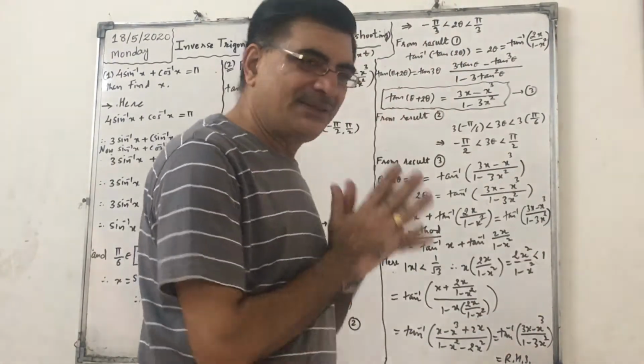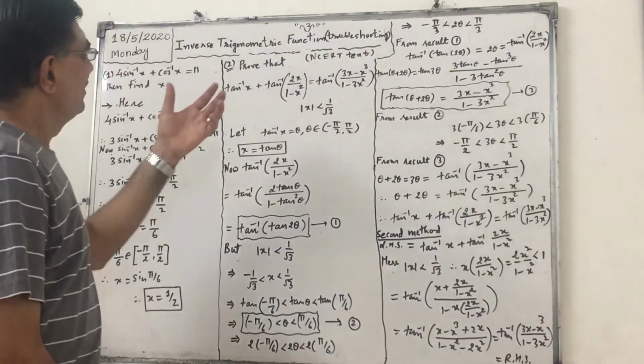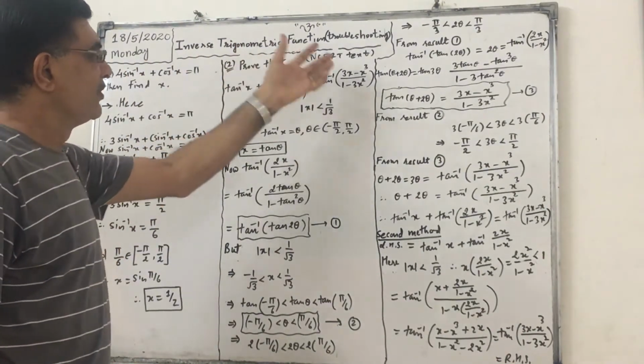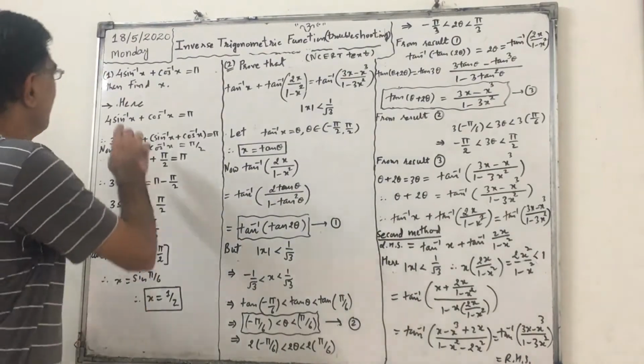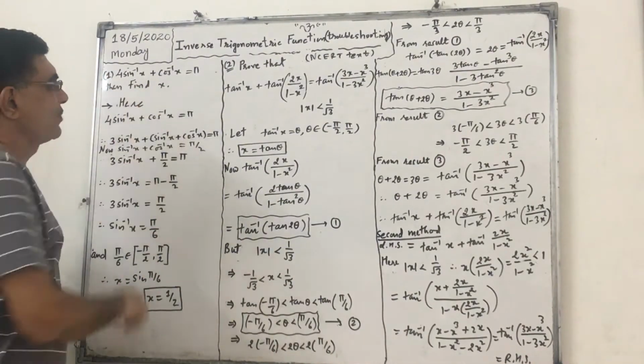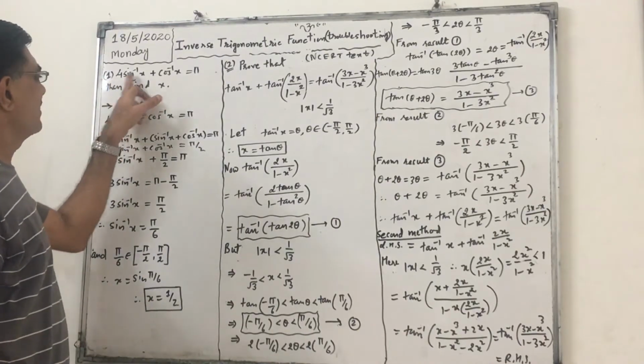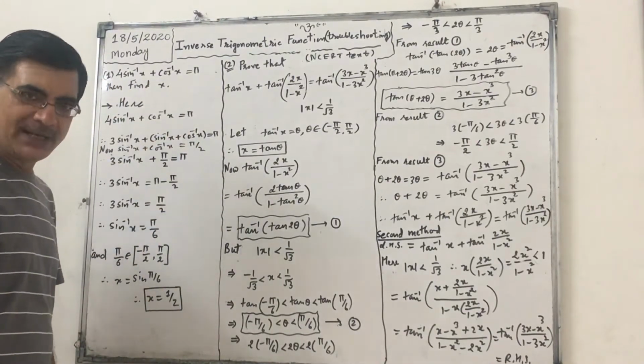Prayers to Ma Sharda. We are discussing inverse trigonometric function troubleshooting. Problem 1: 4 sin inverse x plus cos inverse x equals pi, then find x. Here 4 sin inverse x plus cos inverse x equals pi.